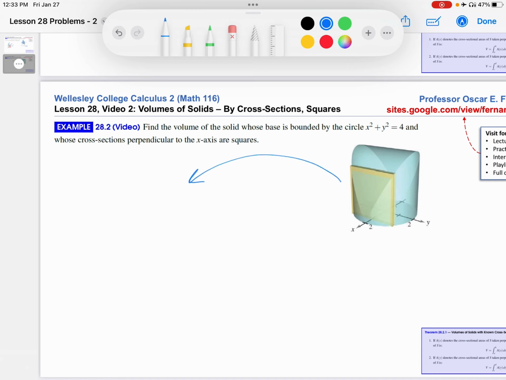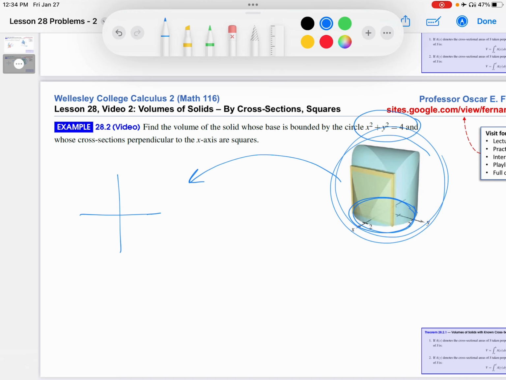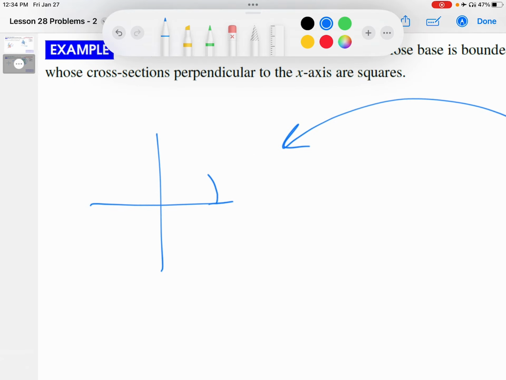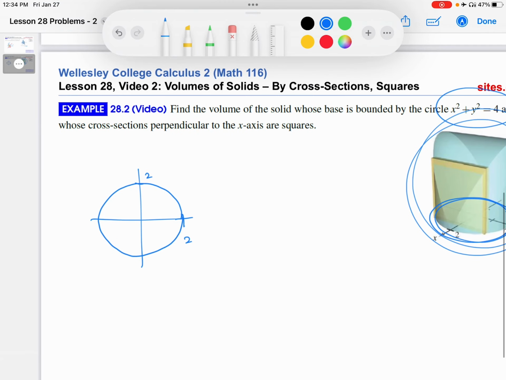First thing you want to do is draw the two-dimensional version of the region, right? The base of your solid. So this is the solid here, and the base of the solid is this circle of radius 2. So I'm going to go over here and draw that circle of radius 2. Not a bad circle, that's pretty good. And therefore, that's going to be the base of my solid.